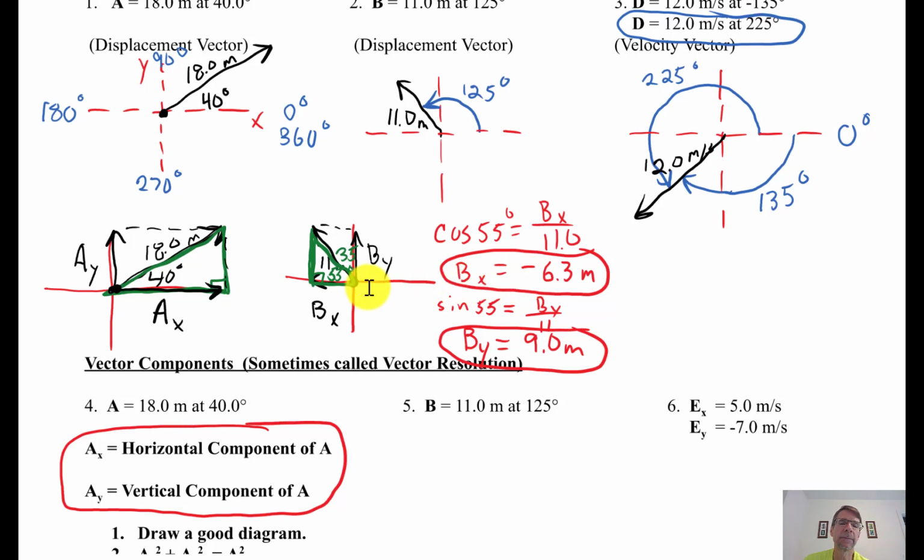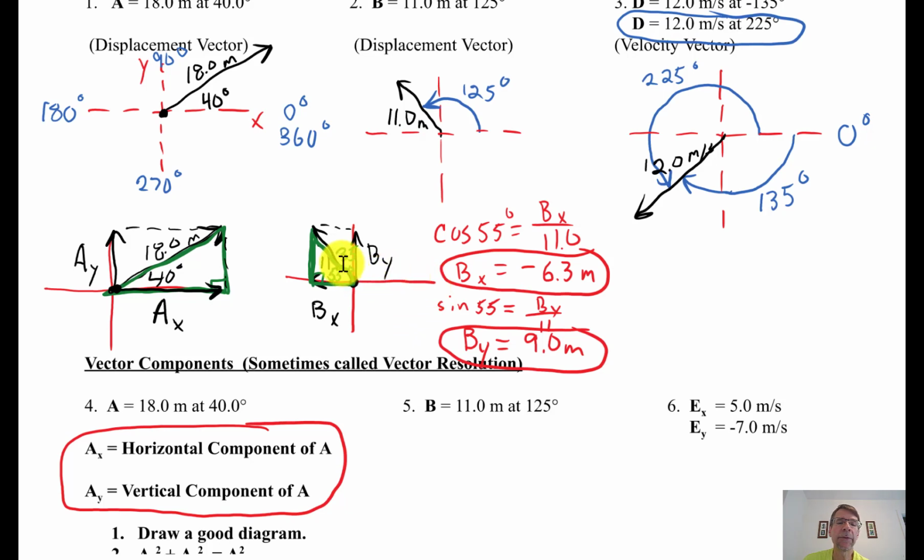And then, once again, with using SOHCAHTOA, I didn't show all the calculator steps. This is what I would look for on a test if you're showing work: your setup and then your answer. This would get you full credit. B sub y is the sine of 55 times the length of b sub y, because it's the same on the left side of this rectangle as it is on the right side. And it comes out to be 9.0 meters, positive, because it's pointing upward.